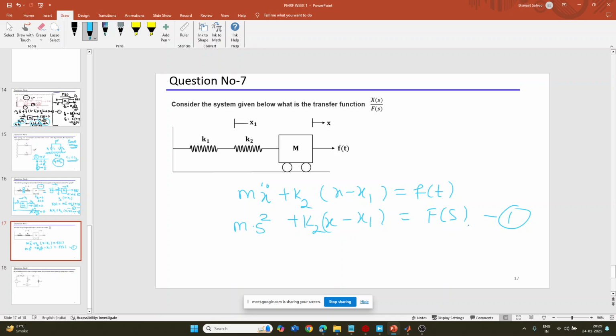Similarly, solve the second equation and find the relation between x of s divided by f of s. You have two equations, you can solve them. Put one equation in the other and find the relation between these two. It's a simple question, I don't want to solve it myself, you just do it.